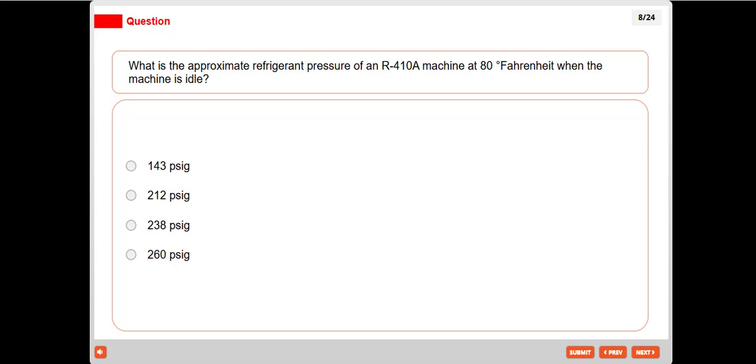What is the approximate pressure of the refrigerant in an R410A machine at 80 Fahrenheit when the machine is idle?